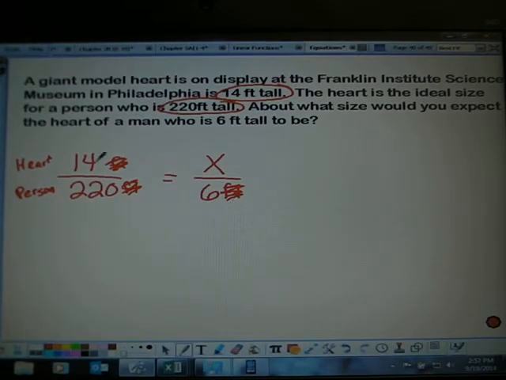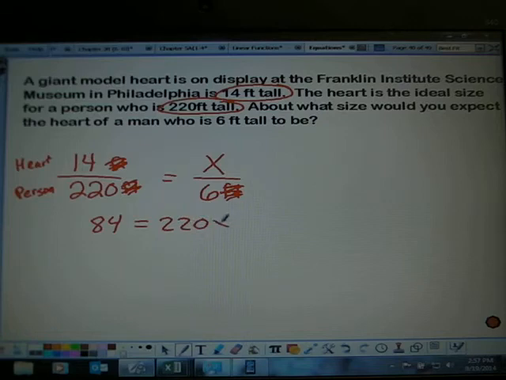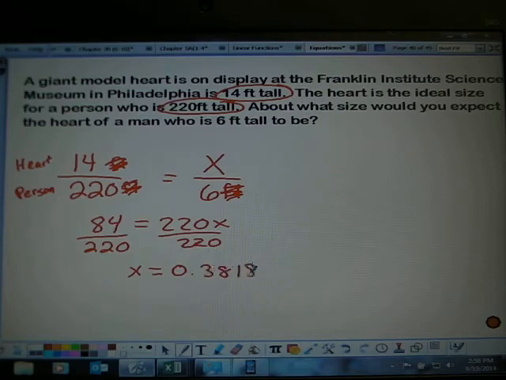Cross multiply: 14 times 6, you get 84. 220 times x, 220x. Divide both sides by 220, and you get x equals 0.3818 feet. So it's less than half of a foot. For a person who is 6 feet tall, that's how big his heart is.